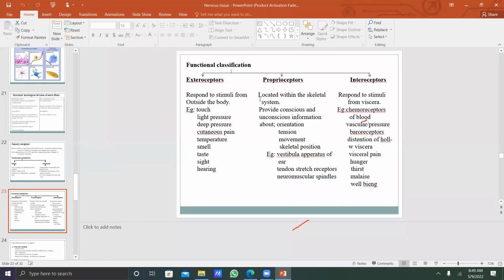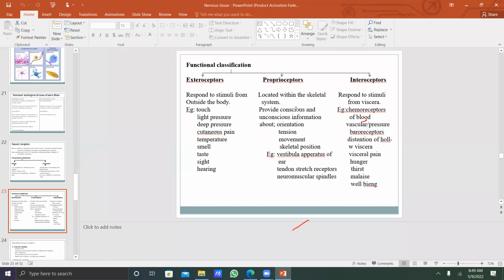In a functional way, we can divide sensory receptors into exteroceptors, proprioceptors, and interoceptors. Exteroceptors are the ones that respond to stimuli from the outside of the body. They get the stimuli and the signals from the outside of the body. Examples are touch, light pressure, deep pressure, cutaneous pain, temperature, smell, taste, sight, hearing, and those things.